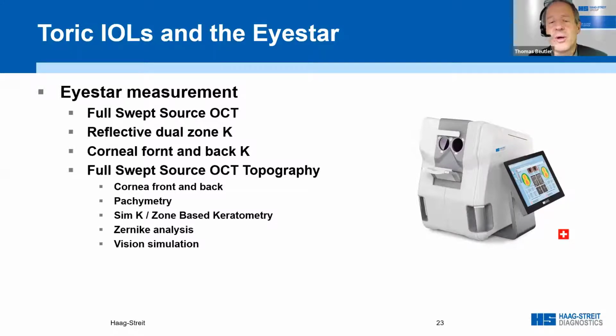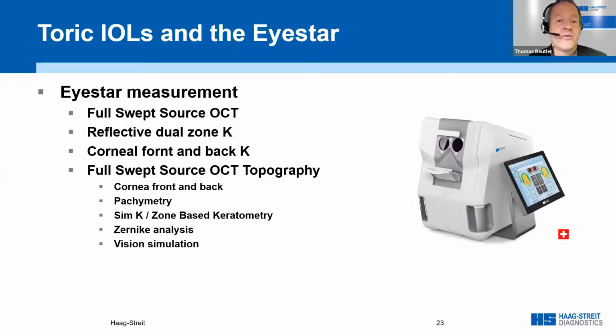So first of all, just a quick overview. I guess many of you have already joined us in previous sessions where we did talk about torics, where we did talk about the measurement features of the units and so forth. So what is the Eyestar? The Eyestar is not only just another biometry. The Eyestar is a fully blown swept source-based OCT eye analyzer. It provides full swept source OCT biometry of the entire eye from the cornea to the retina.